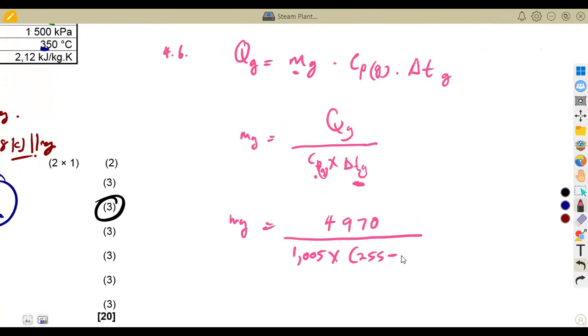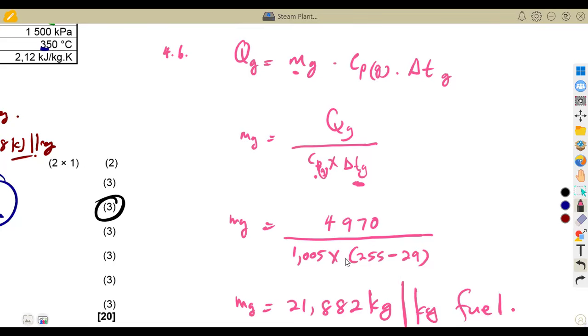So that is minus 29 degrees. Remember, we're talking about the gases, so the temperatures are not being affected. We still have the same temperature, whether it's wet or dry. The same temperatures that we had before, these are the ones that we use. So this is the mass of the dry gases, which is going to be 21.882 kilograms per kilogram of fuel.